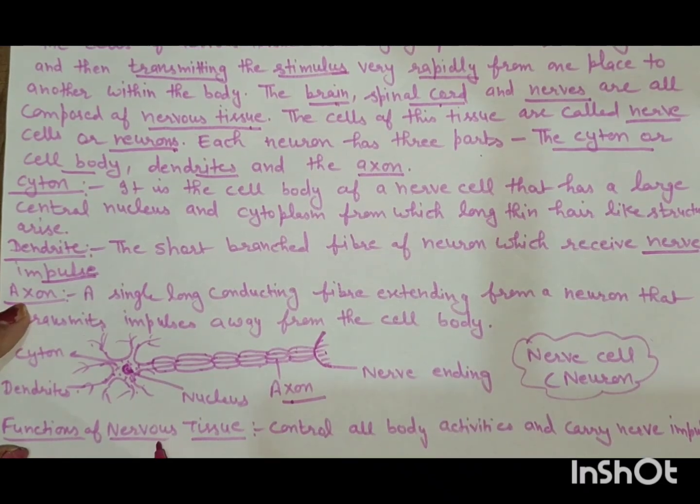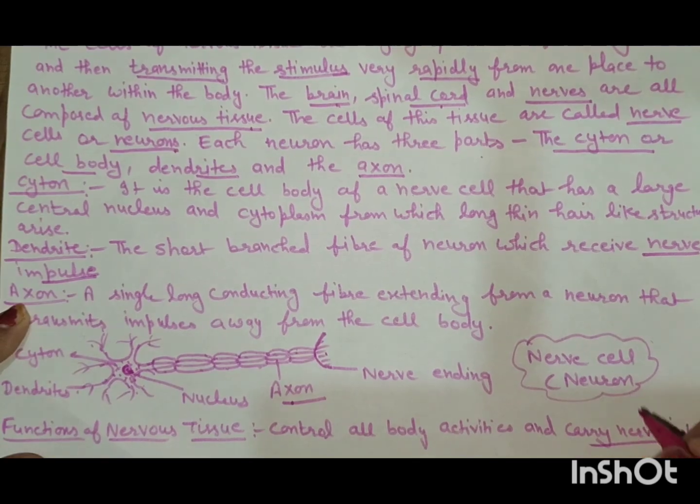Now, what are the functions of the nervous tissue? Nervous tissue controls all the body activities. It helps in the control and coordination of all the activities of the body and carries the nerve impulse from one part of the body, from the brain to the sensitive organ or from the sense organ to the brain.